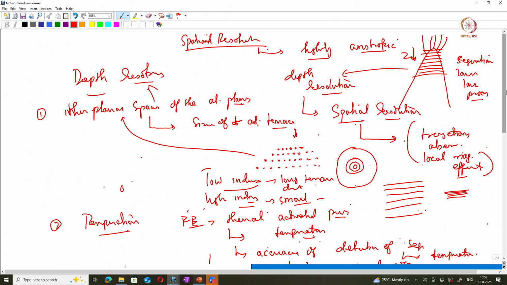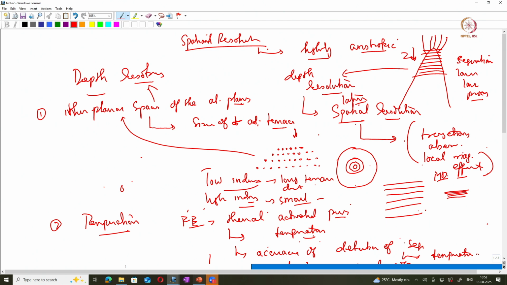Usually spatial resolution is divided into the depth resolution and the lateral resolution. As it is a sequential process, we say that in the Z direction the resolution is much higher than the lateral resolution. The lateral resolution is mostly affected by the trajectory aberrations during FDM, field desorption microscopy, and the local magnification effects.